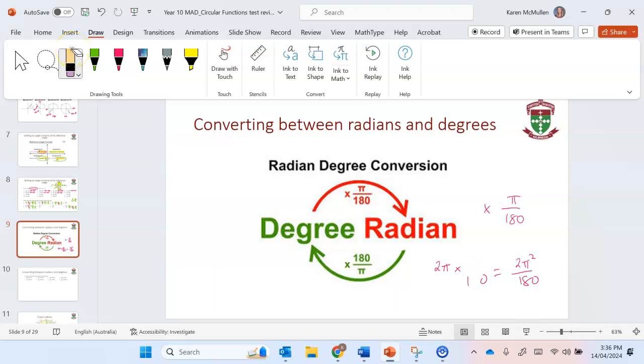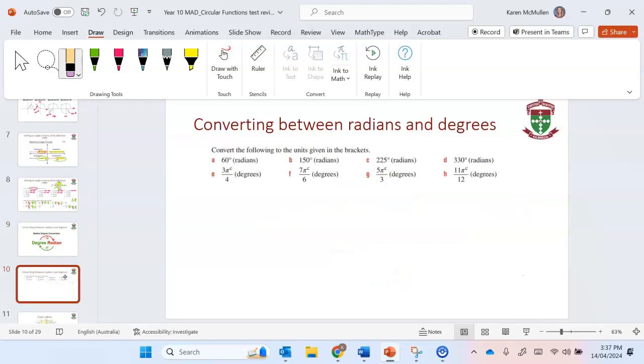So I'm like, oh, oops, wasn't meant to do that. I was meant to multiply by the reciprocal of that. So 180 over pi. So our pi's cancel out. So 2 times 180 gives me 360 degrees. And remember, your degrees shouldn't be in terms of pi. So you should be able to use that formula. So just pi on 180 or 180 on pi, depending on what direction you're going in. So converting here, let's just do a few questions.